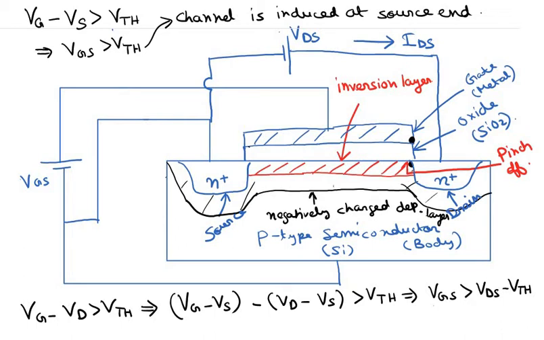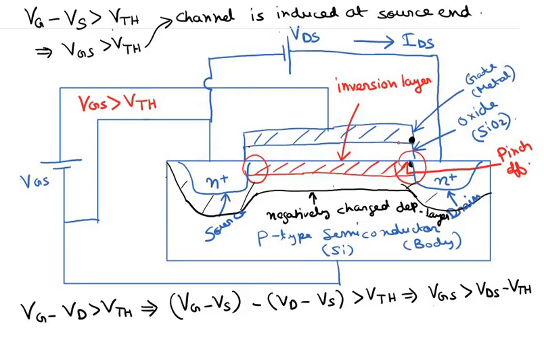Okay, so initially when VDS is increasing, let us assume that we had applied a voltage VGS which is greater than VTH, the threshold voltage. So the inversion layer is induced at the source end of the channel, and there is also an inversion layer at the drain end of the channel when VDS is equal to 0. When VDS, the drain to source voltage, is equal to 0, the strength of the channel, or the density of electrons at the source end and the drain end of the channel, is basically the same.